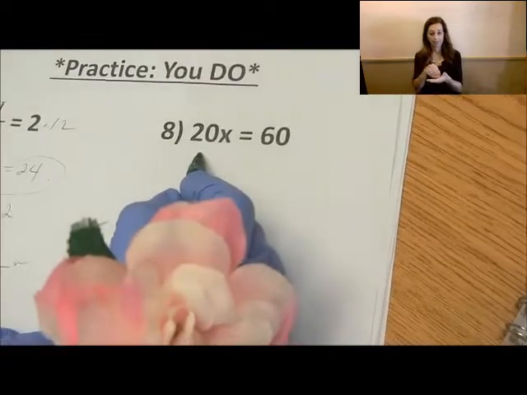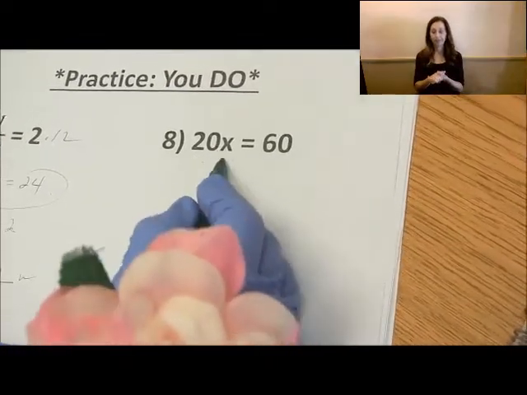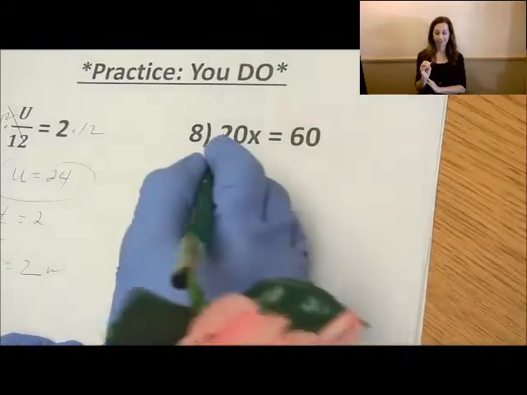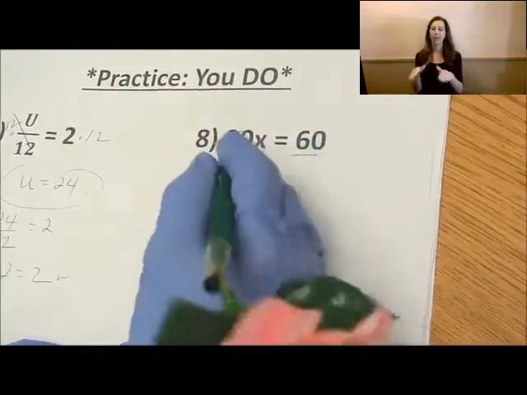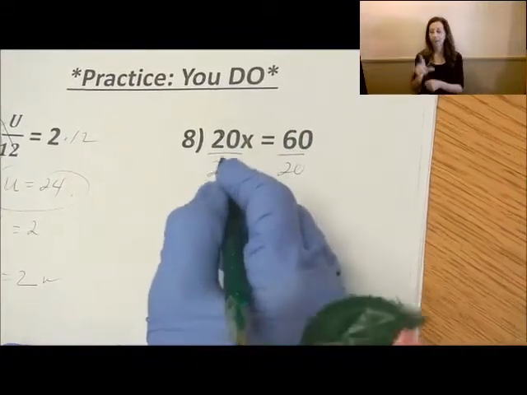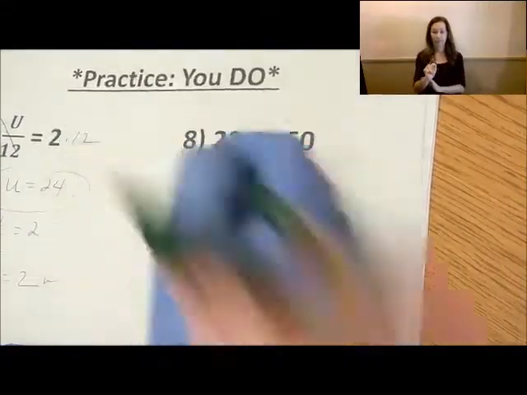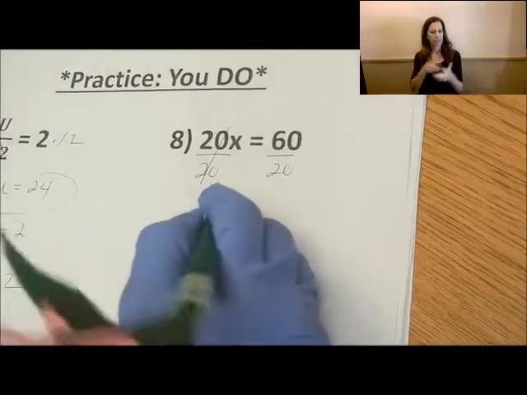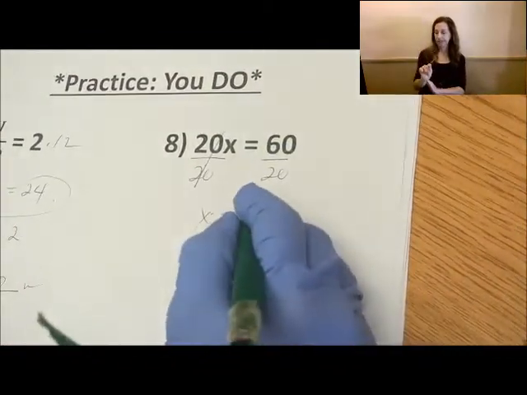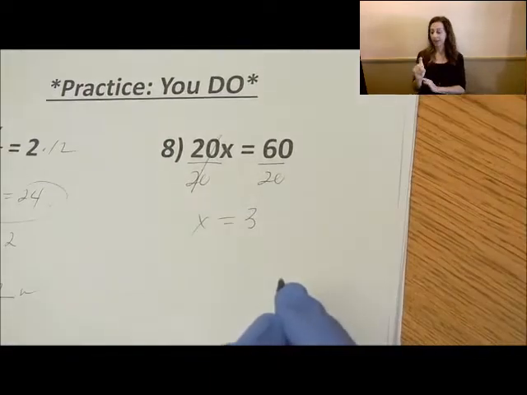Multiplication again. So we've got 20x equals 60. So we're going to divide by 20 on both sides. 20x divided by 20 will cancel, leaving you with x. 60 divided by 20 is 3. So x equals 3.